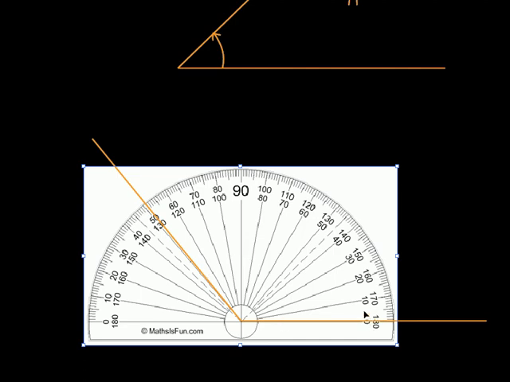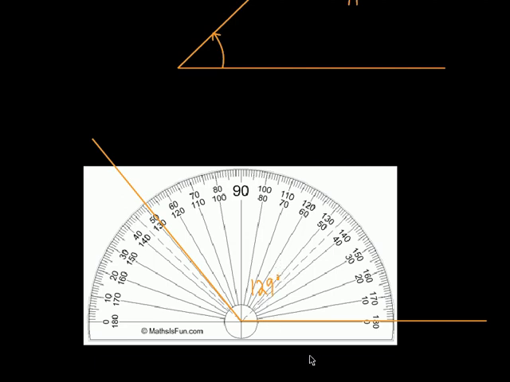So I'm going to start at 0. If I start at the right side, I go 0, 10, 20, all the way to 90, 100, 110, all the way to, let's see, it doesn't quite get to 130, does it? That little line right there looks like it'd be 130. So this would be about 129. So this angle right here is about 129 degrees.